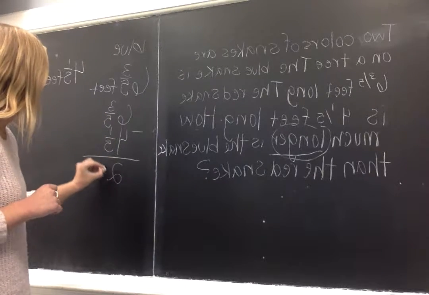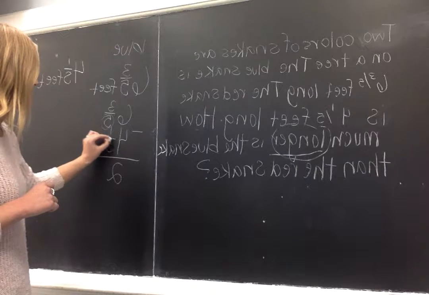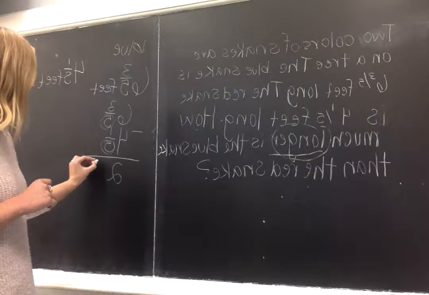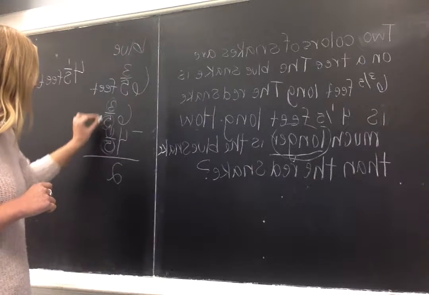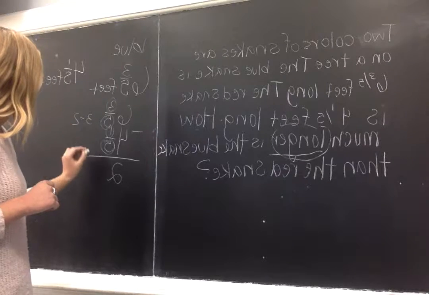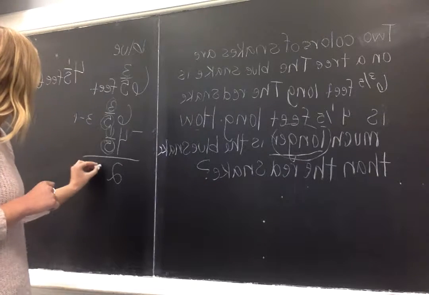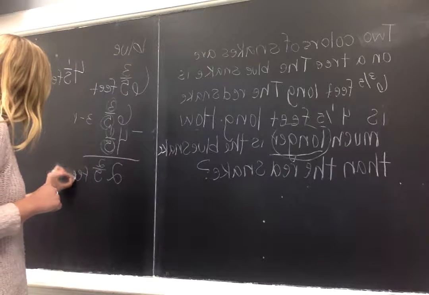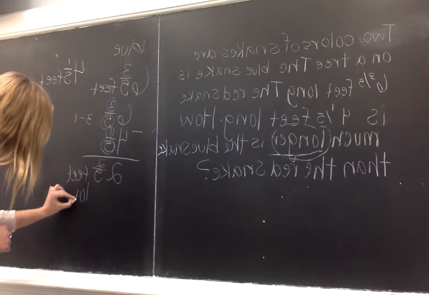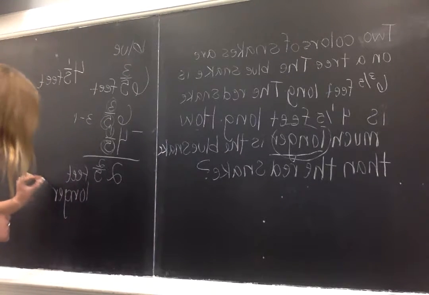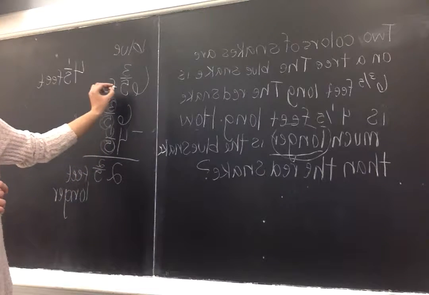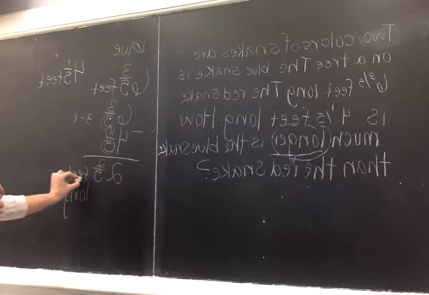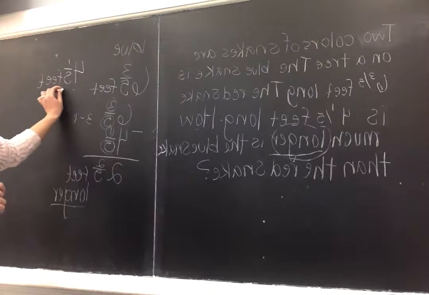6 minus 4 is 2. Also, we want to make sure that they do not subtract these two denominators, but keep it as the 5. Only the numerator is what they need to subtract, so 3 minus 1, which would equal 2 2/5 feet longer. So with that, the students would be able to see that the blue snake, which is 6 3/5, is 2 2/5 feet longer than the red snake, which is 4 1/5.